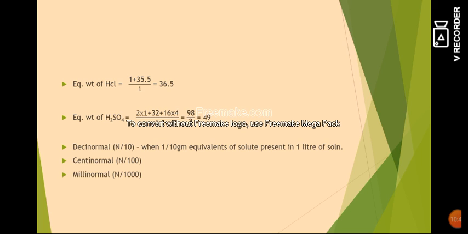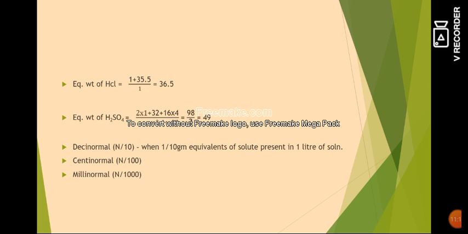Now we calculate the equivalent weight of hydrogen chloride. The equivalent weight is molecular weight divided by basicity. So the equivalent weight of hydrogen chloride is 36.5, and in the case of sulfuric acid it is 49. Now, what is a normal solution? What do you mean by a normal solution? When 1 gram equivalent of solute is present in 1 liter of solution, then that solution is a normal solution.